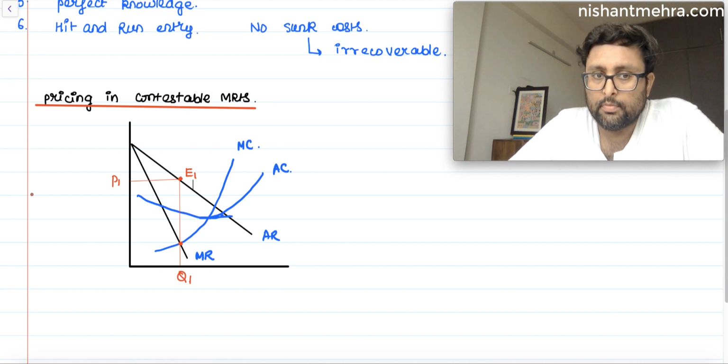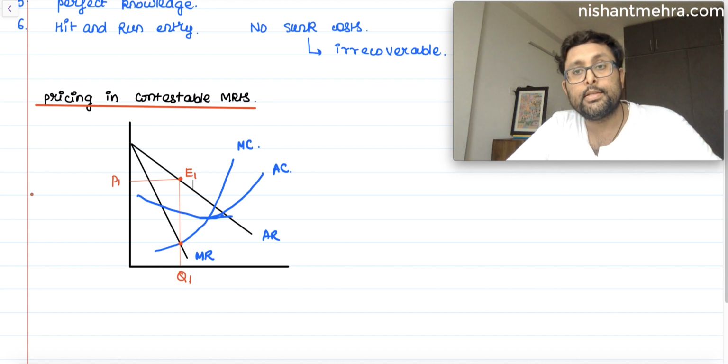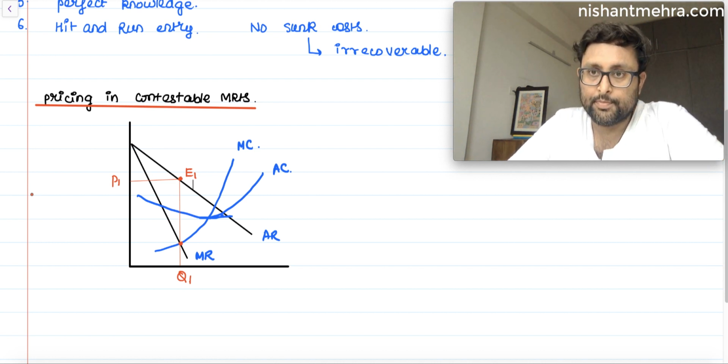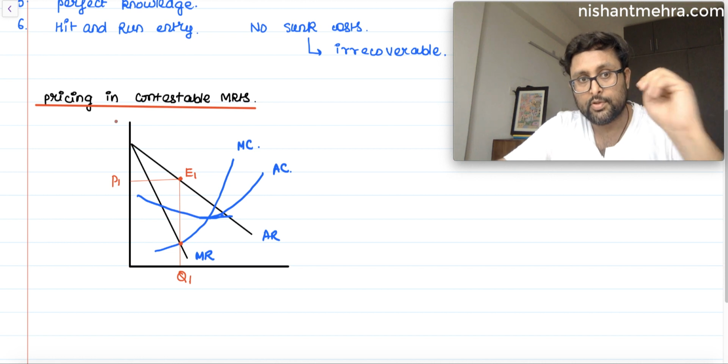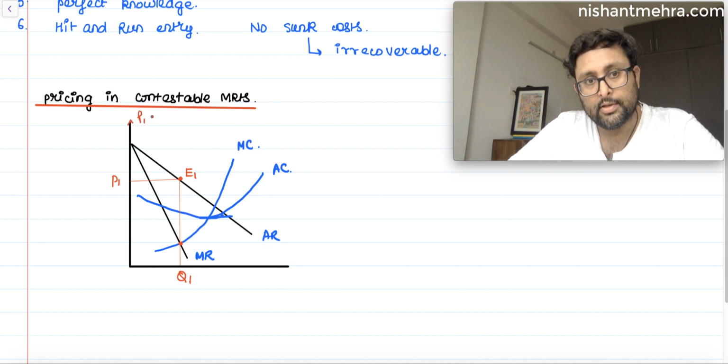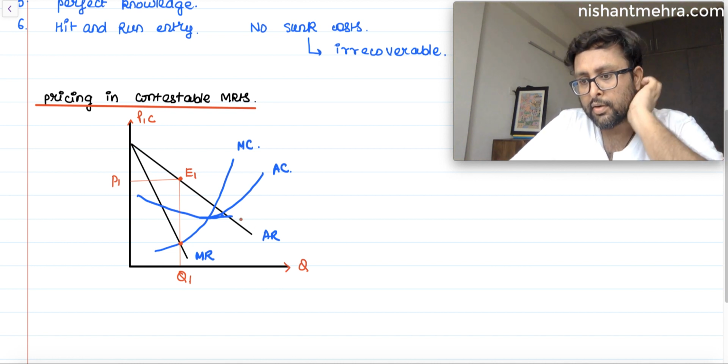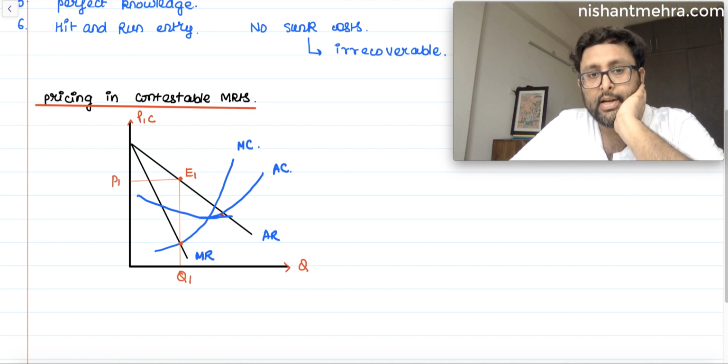Now this is the point where there is an imperfectly competitive producer, so there is no entry which has happened. This monopolist is making a huge profit. His price is way above the cost which he has, so he is producing at Q1 at the price P1. So here you have price and cost, and here you have Q, right?